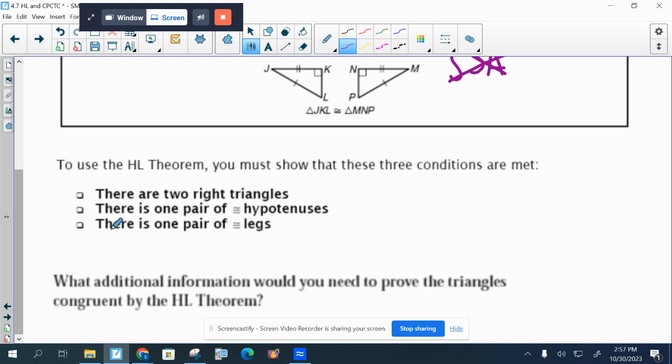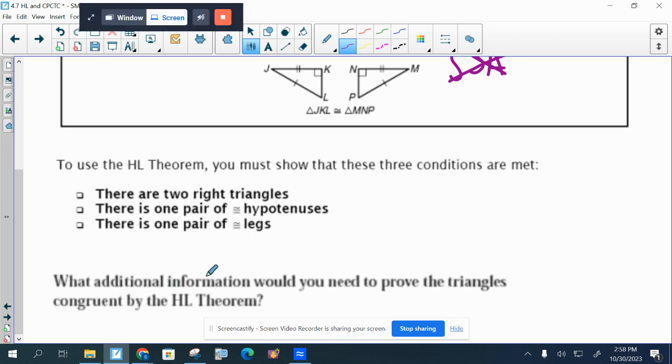So to use the hypotenuse leg theorem, you must show that these three conditions are met. There are two right triangles. There is one pair of congruent hypotenuses. There is one pair of congruent legs. I don't know why I said only, because you can only have one hypotenuse anyways.